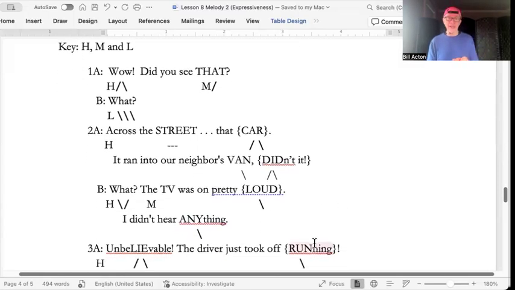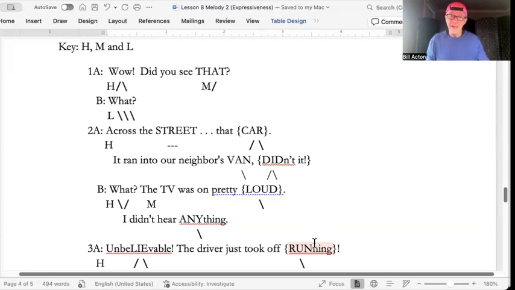Now here we are, 2A. You can see in 2A we've got two rhythm groups, right? And notice the second one has brackets around car, which means car is louder than street, right? And so A is really excited. So A is way up here, across the street, that car, high key, right? Then A continues on. It ran into our neighbor's van, didn't it? So it stays right up there in high key. A is really excited.